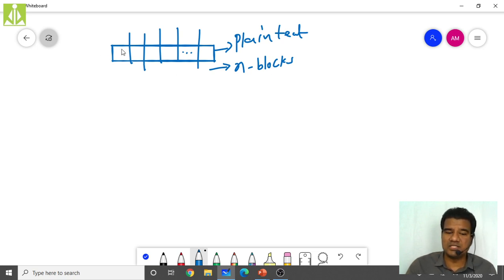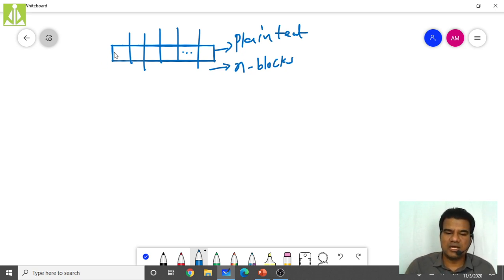Equi-size means each block is going to have equal size. All these blocks are going to have equal size. Whatever size the first block has, the second block is also going to have the same size. That is the reason why we call this particular algorithm a block cipher algorithm.